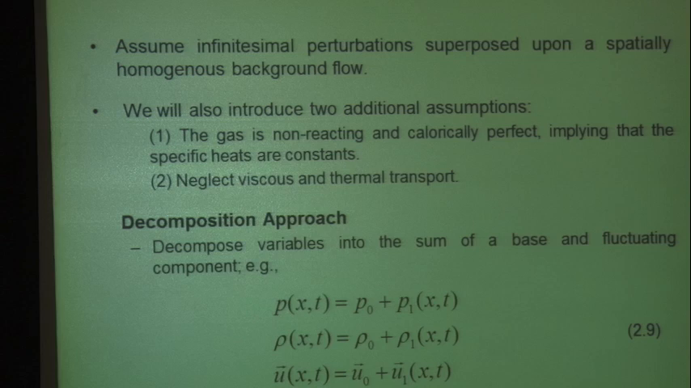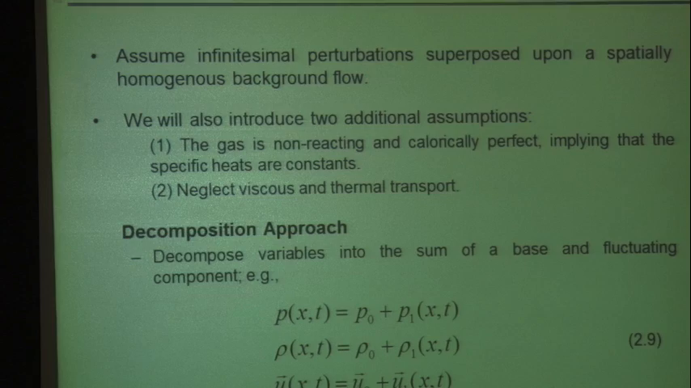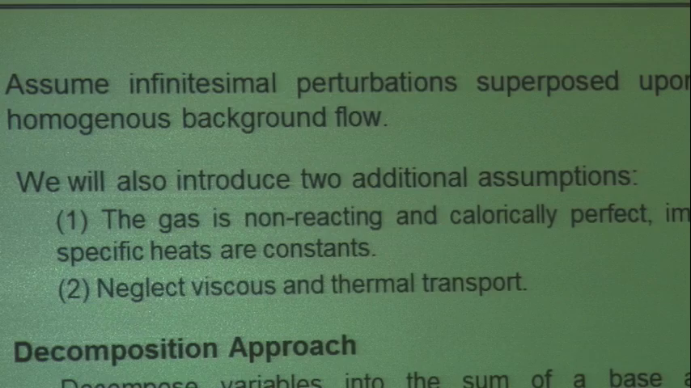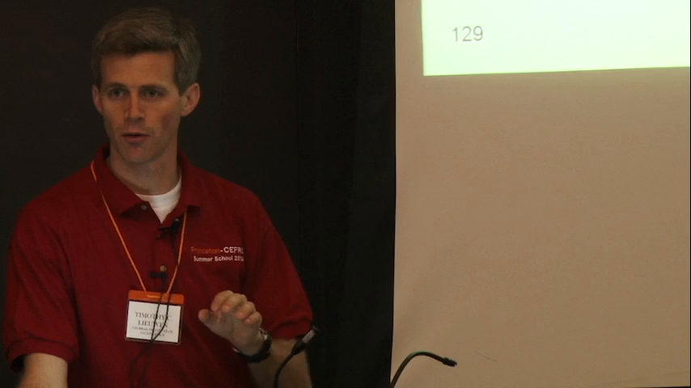What I'm going to assume is that I have very, very small disturbances which are superposed upon a spatially homogeneous background flow. What I mean by that is the temperature is everywhere uniform, the flow velocity is everywhere spatially uniform, the density is everywhere spatially uniform, kind of like the air in this room. And there's a disturbance superposed upon it. So for example, when I'm talking to you, you're hearing acoustic waves, which I'm generating in my vocal cords, and the pressure in this room is nominally about 14.7 pounds per square inch, and then it's oscillating up and down above and below that value by a few millionths of a psi because of the sound wave. Okay, so that's what we're talking about here.